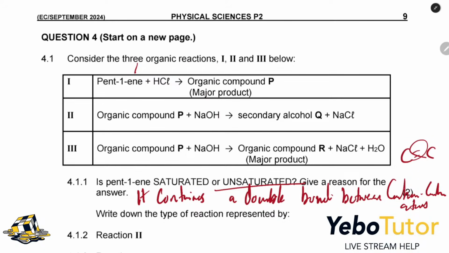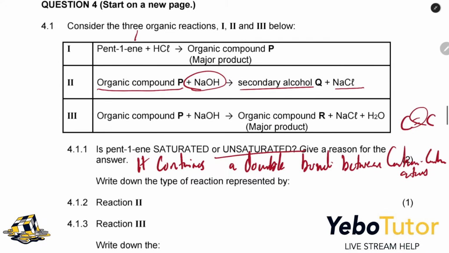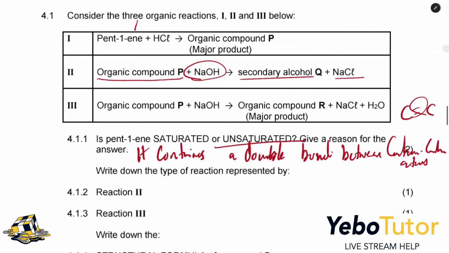Now write down the reaction represented by reaction 2: organic compound P plus sodium hydroxide, giving us a secondary alcohol and sodium chloride. Definitely this is going to be your substitution, or you can say hydrolysis of a haloalkane. Okay, so this is a substitution, or you can say that it is your hydrolysis of a haloalkane.